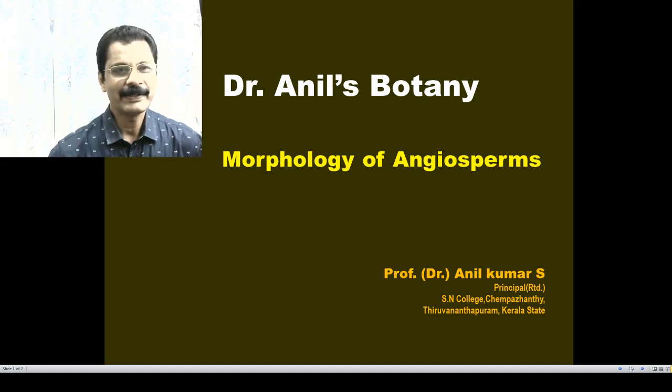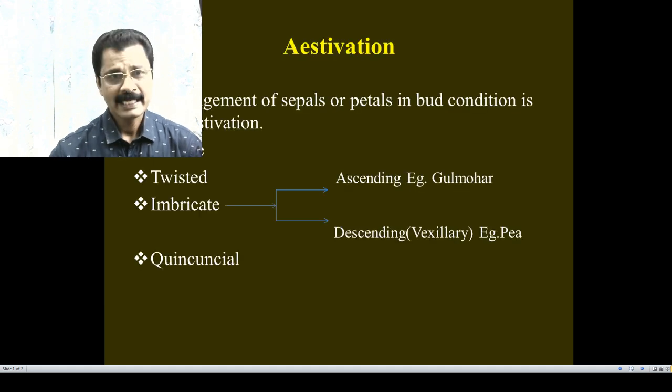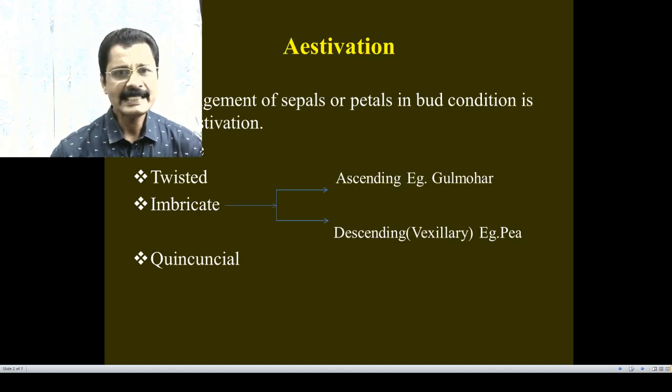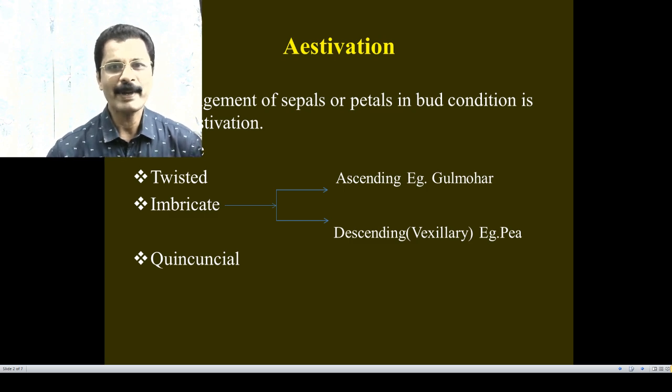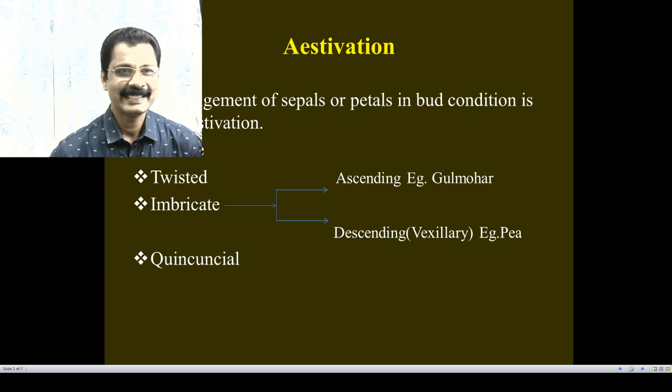In this video, we will talk about estivation. What is estivation? Estivation means the arrangement of sepals or petals in bud condition. The arrangement of sepals or petals in bud condition is called estivation.